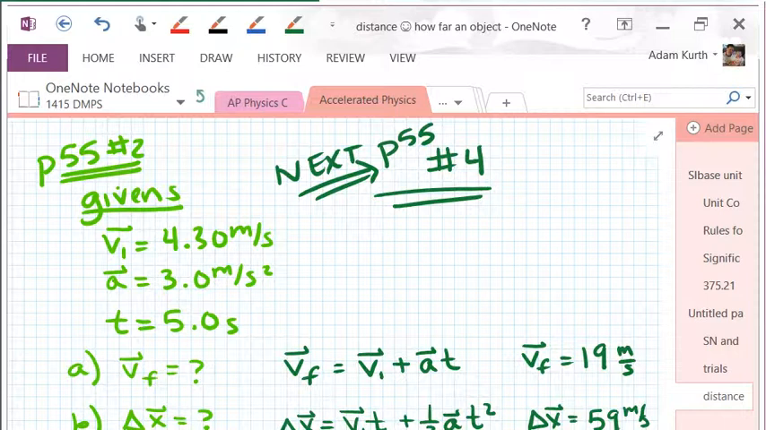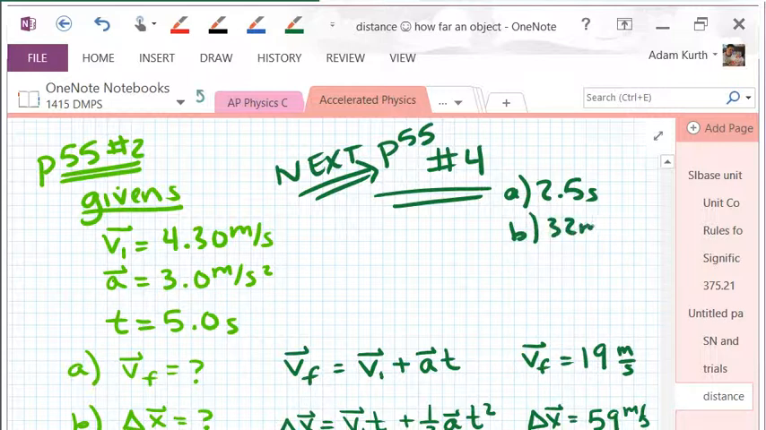All right, ladies and gentlemen, hold on just a moment, please. In case you got number 4 finished and you wanted to double check your answers, the answer for part A is 2.5 seconds. And part B is 32 meters. If you didn't get there yet, that's fine. I want you to try the homework. Do your best. I'll answer questions again on Wednesday. And I hope you have a wonderful long weekend. If you have questions right now, I'm coming to help you in just a moment.